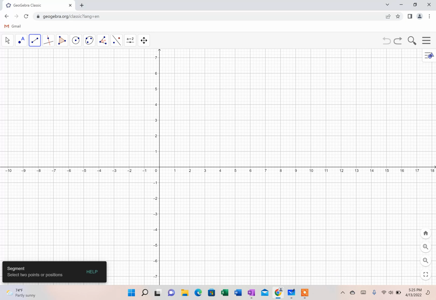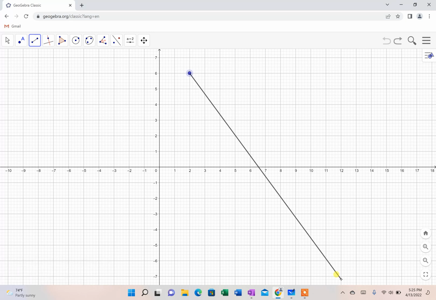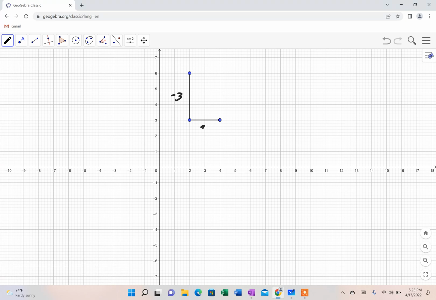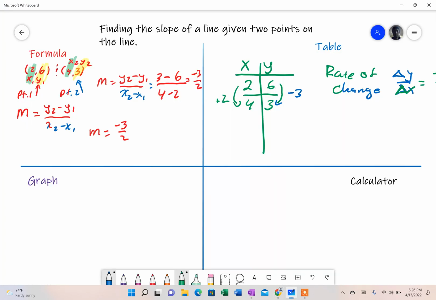So at 2, 6, that's where I was starting. It goes down to here, and it goes over to 4, 3. So this is down 3 and over 2. It's rise over run. So once again, you can see we went down 3, which is why it's negative, and over to the right 2, which is why it's positive.